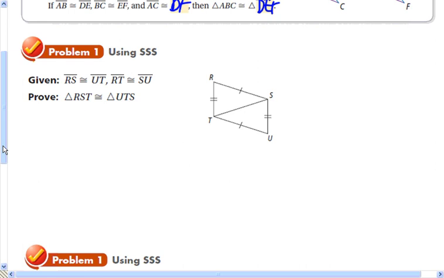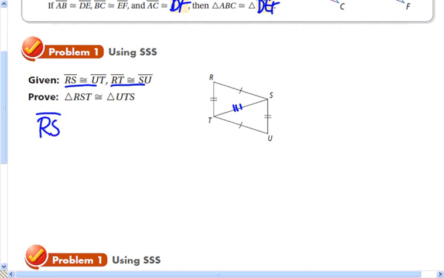And in this proof, we're given 2 sides that are congruent. So if we can show that the other pair of corresponding sides is congruent, then we're done. We can use side-side-side postulate. And I think we can do that since, as you can see here, ST is congruent to ST. Both triangles share that side.